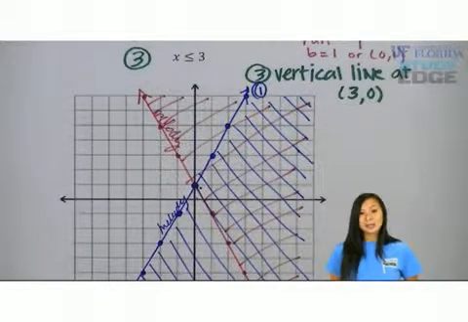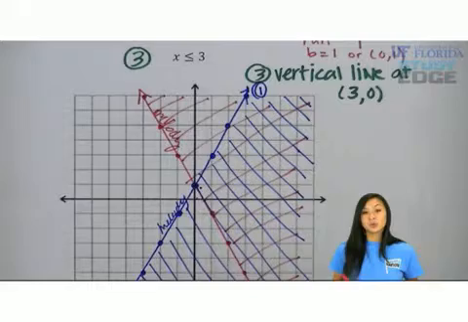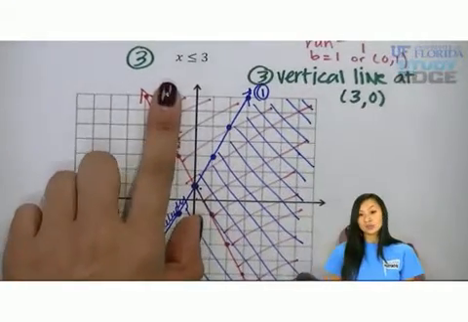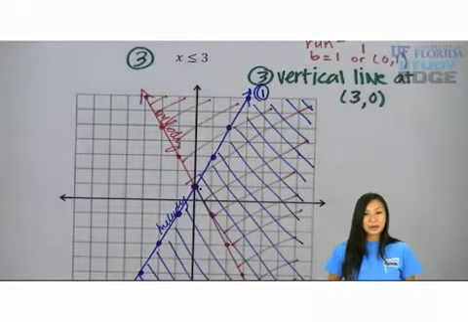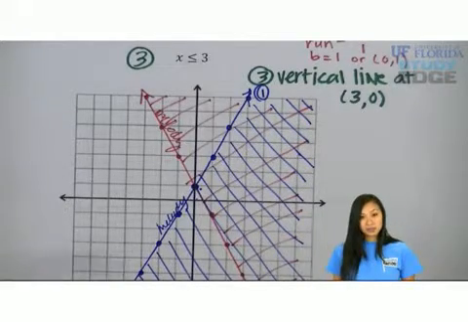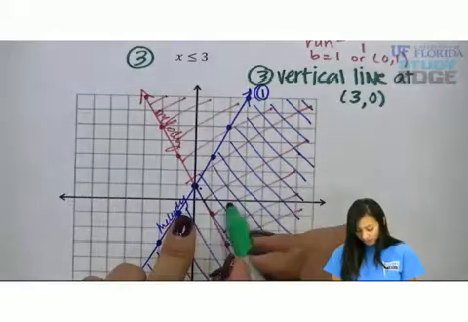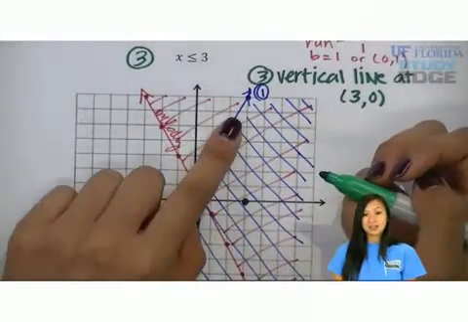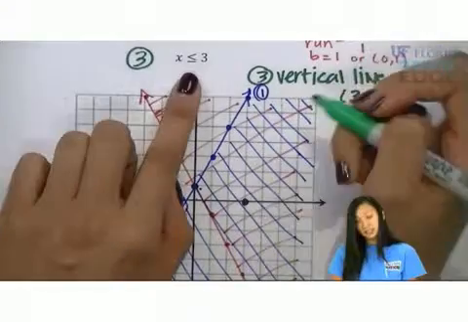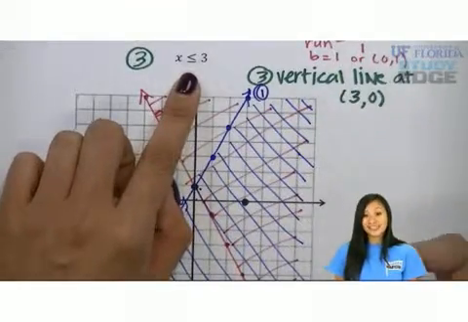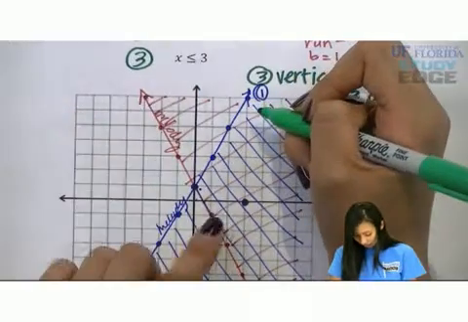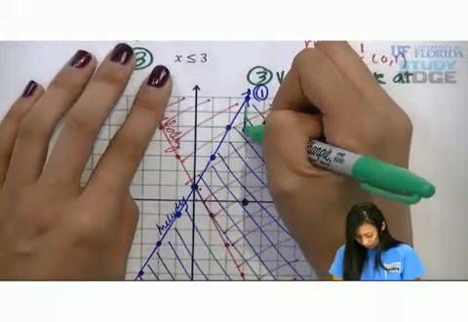My last step is x is less than or equal to 3. I know if I ever have x by itself like that, there's no y to be seen anywhere. It's going to be a vertical line. Let's just start at 3, 0. 1, 2, 3. 3, 0 right there, it's going to be a vertical line. That means it goes straight up and down. And it's equal to, so you still know it's solid. So I'm going to do that right now. 1, 2, 3.